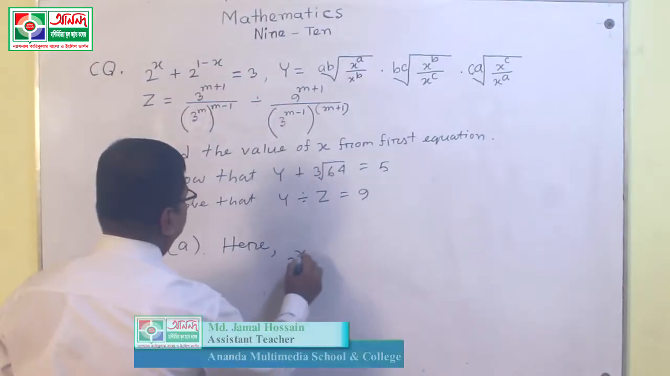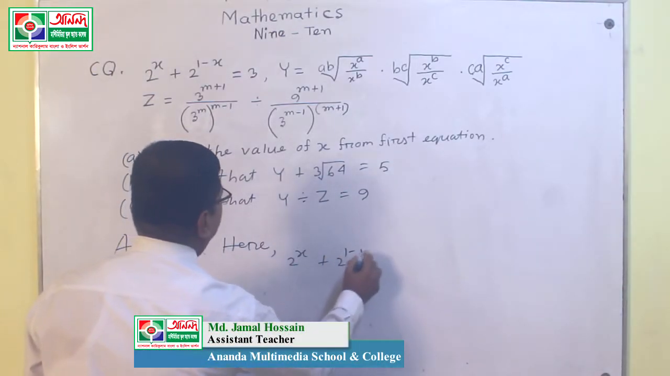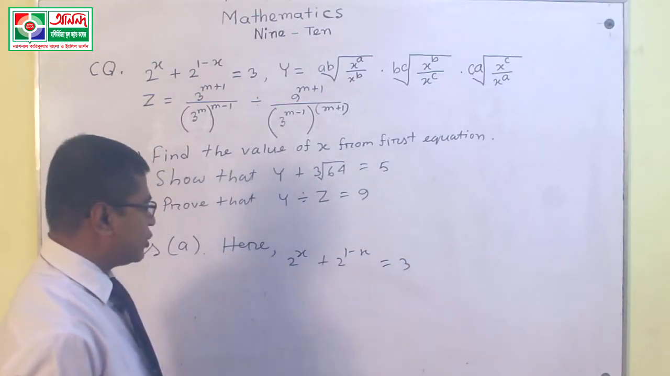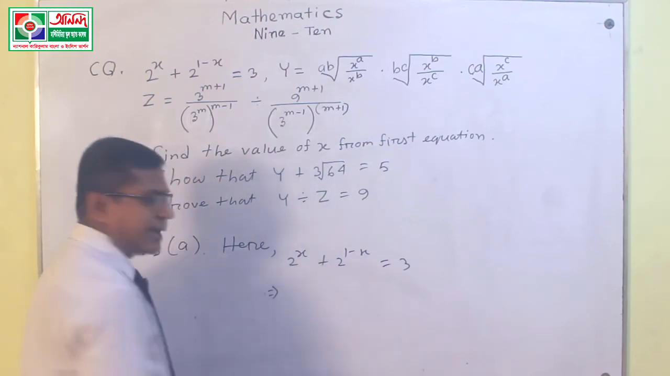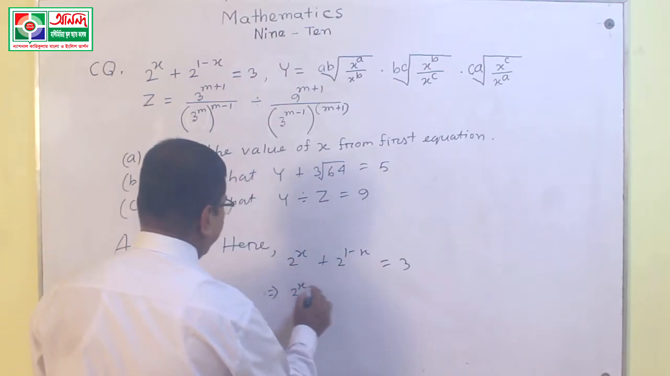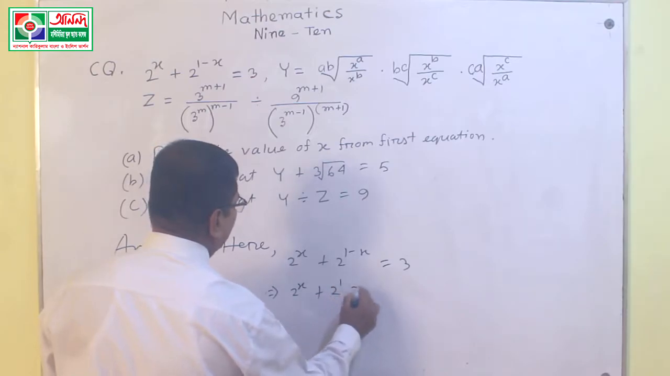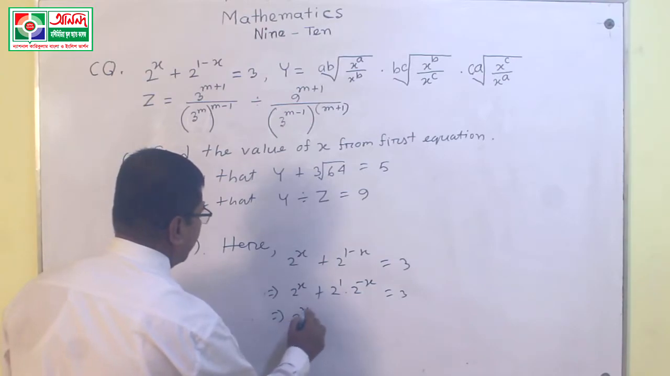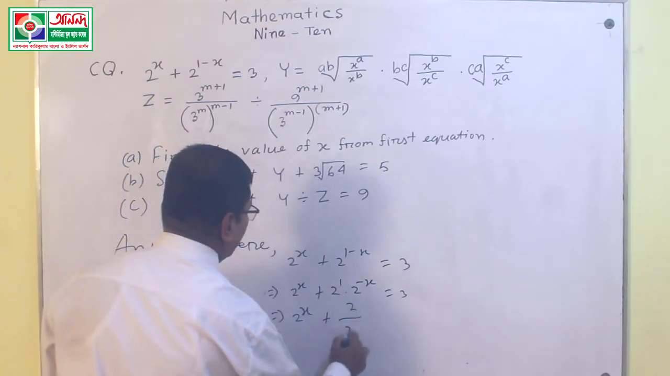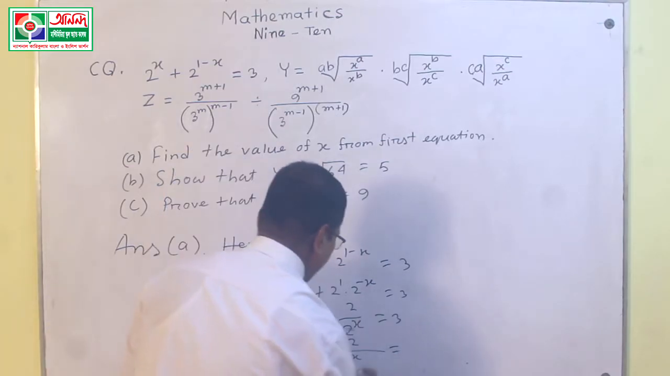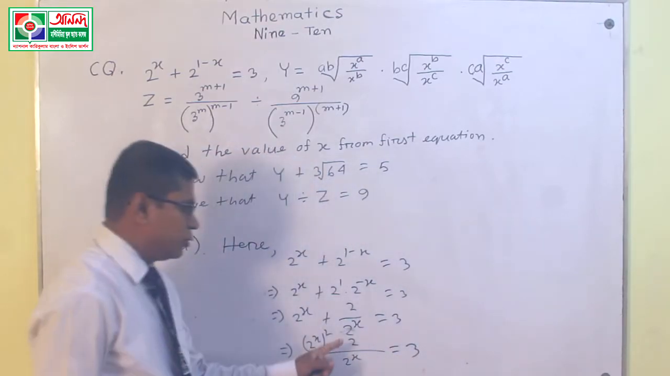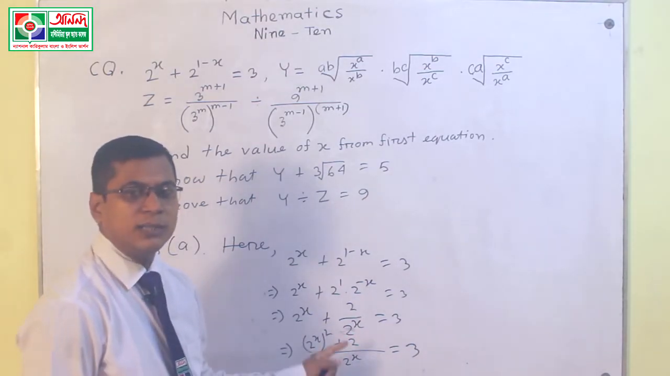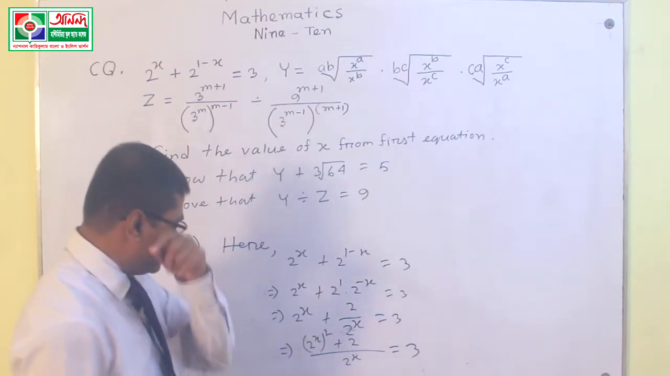Here 2 to the power x plus 2 to the power 1 minus x equal 3. We will find the value of x from this equation. So by the exponent rule we can write 2 to the power x plus 2 to the power 1 into 2 to the power minus x equal 3, and then you can write 2 to the power x plus 2 by 2 to the power x equal 3, because if we divide 2 to the power x by 2 to the power x then we can get 1, and if we multiply 2 and 1 then we can write 2.